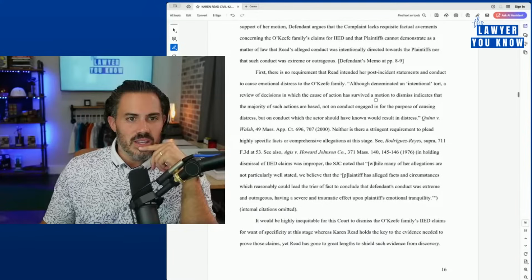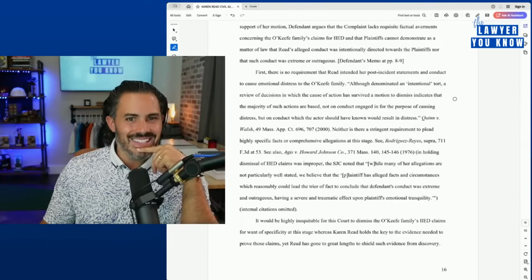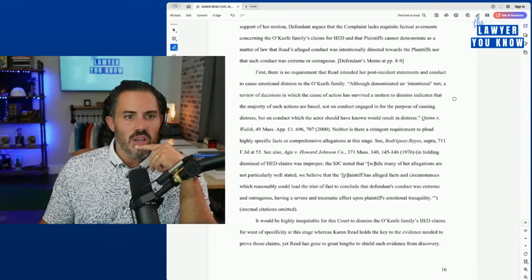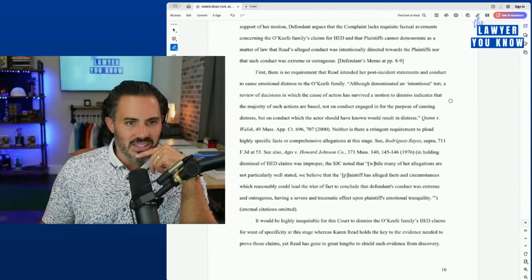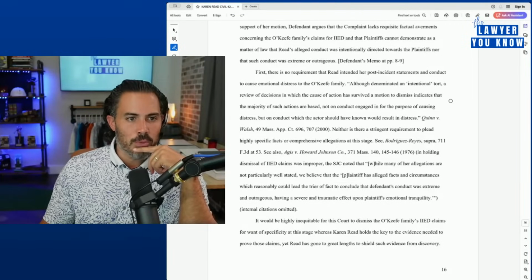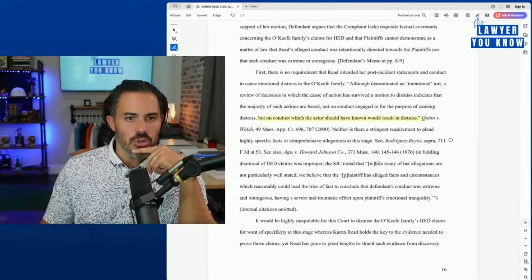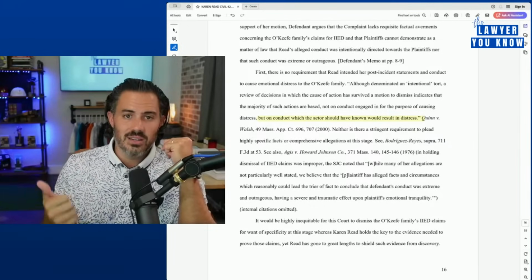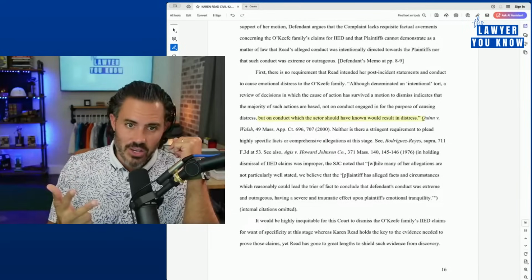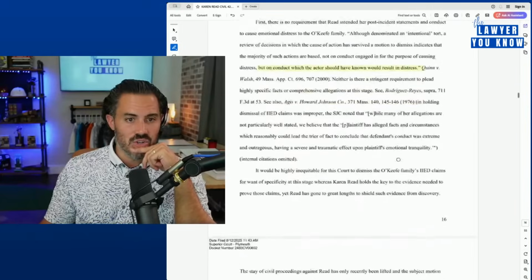First, there's no requirement that Reed intend her post-incident statements and conduct to cause emotional distress to the O'Keefe family. Although denominated an intentional tort, a review of decisions in which the cause of action has survived a motion to dismiss indicates that the majority of such actions are based not on conduct engaged in for the purpose of causing distress, but on conduct which the actor should have known would result in distress. Telling him John O'Keefe's dead, trying to figure out how, leaving to try and go find him or help him. Should she have known that would result in distress?